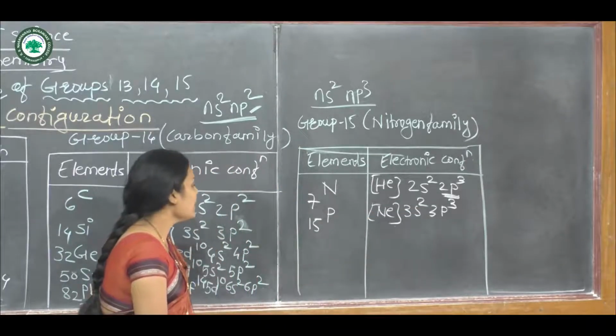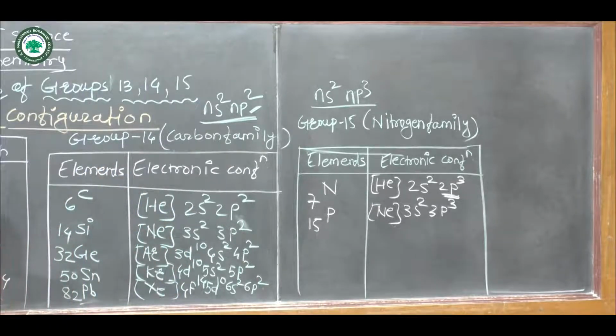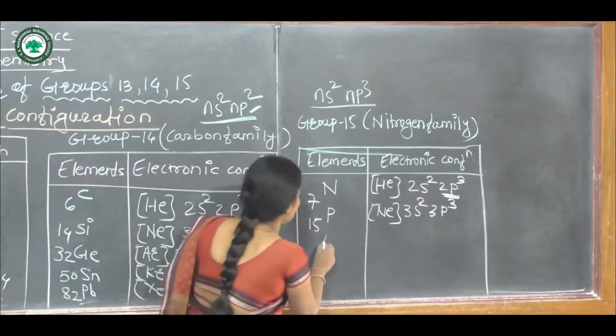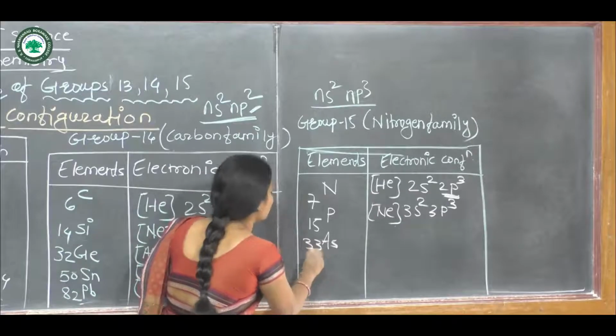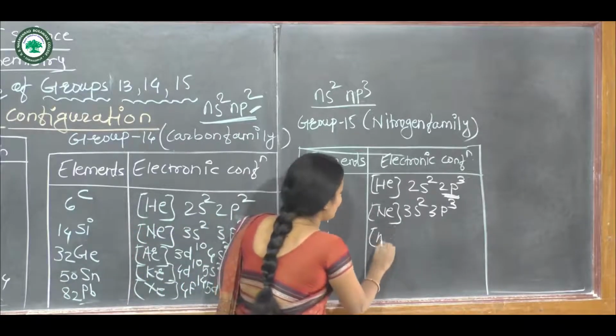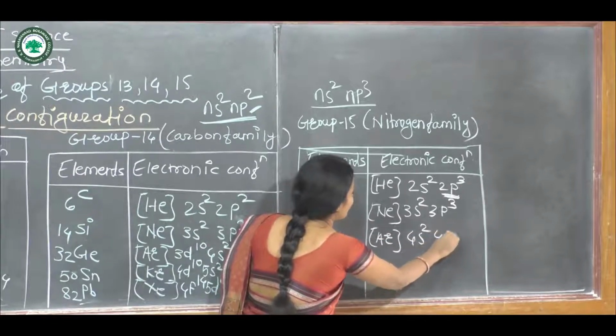Now the next element in that family is arsenic. Here is arsenic, As, and its atomic number is 33, and its electronic configuration is argon, then 4s2 4p3.